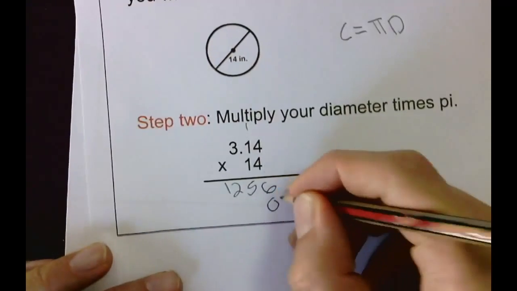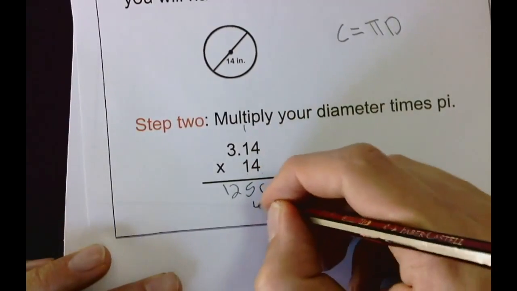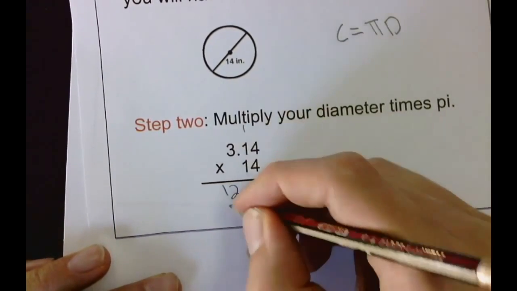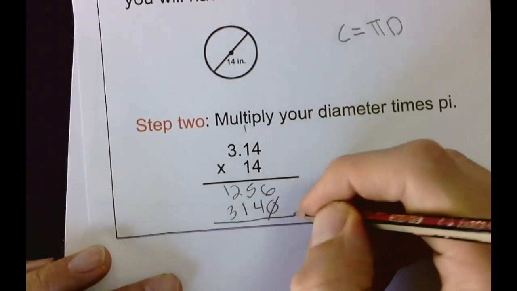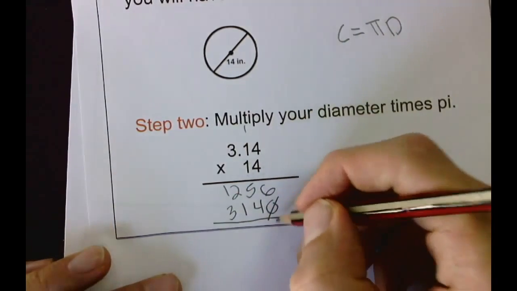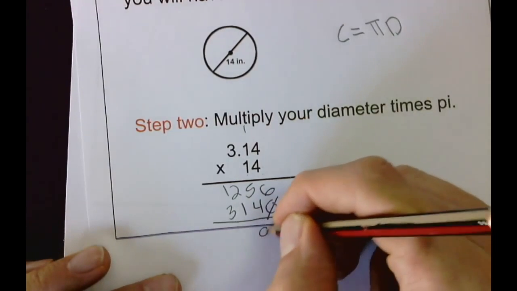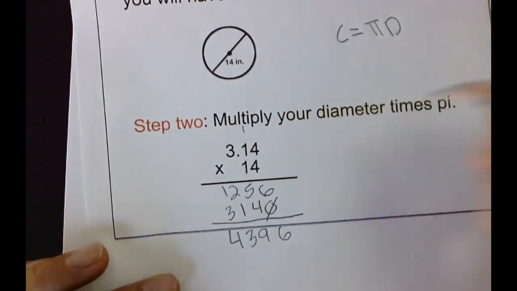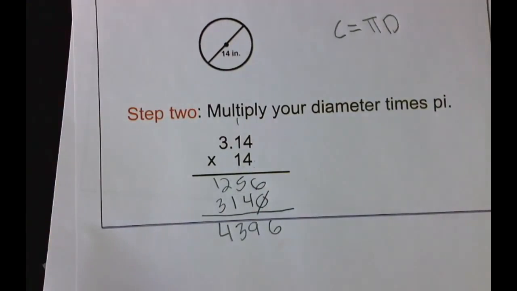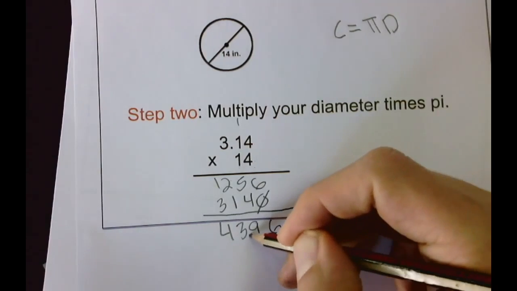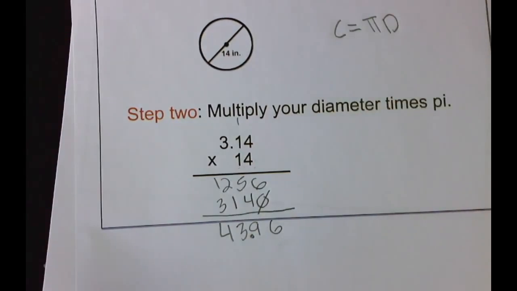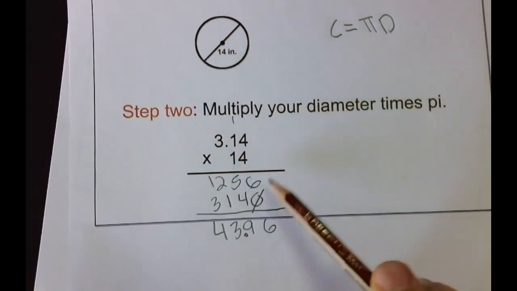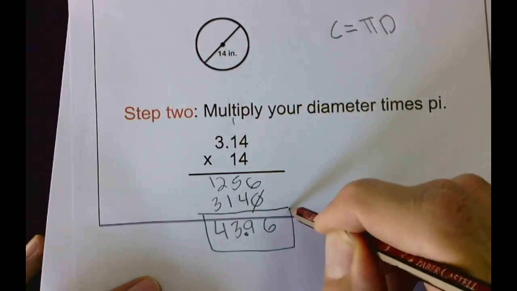Next I'll add a place value of 0. 1 times 4 is 4. 1 times 1 is 1. And 1 times 3 is 3. 6 plus 0 is 6. 5 plus 4 is 9. 2 plus 1 is 3. And 1 plus 3 is 4. So a little bit of a review lesson for multiplying decimals. Now how many places do I move my decimal over? So the circumference of a circle that has a diameter of 14 is equal to 43.96.